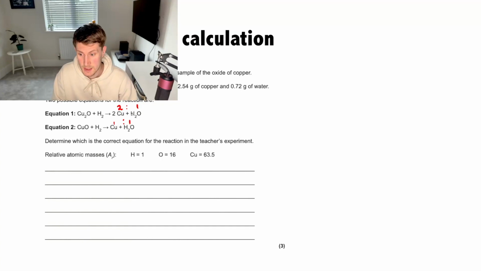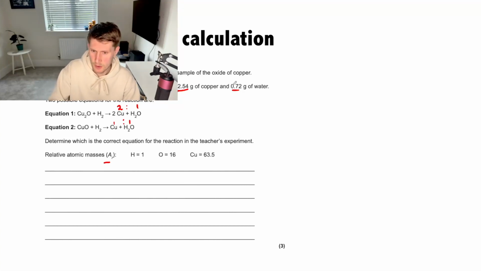Now the next part says determine which is the correct equation for the reaction in the teacher's experiment. If you're ever presented with an AR at the bottom here, and often some masses at the top, the first thing that should go through your head is I have to calculate moles. Even if you don't know what to do with the question, calculate moles. So that's what we're going to do. We're going to calculate the moles of copper and of water.